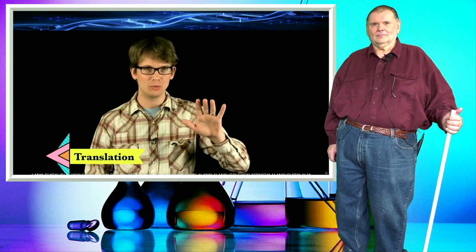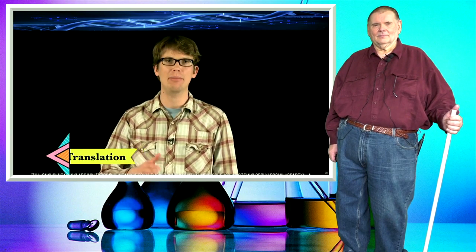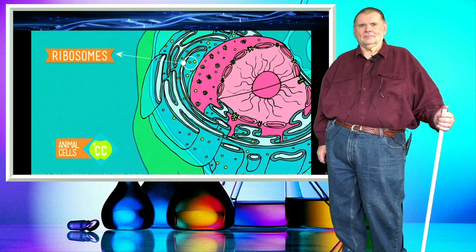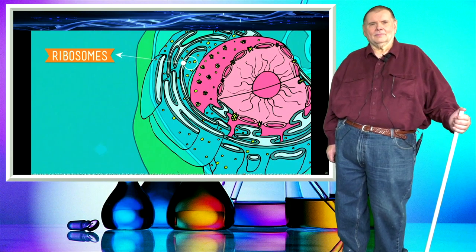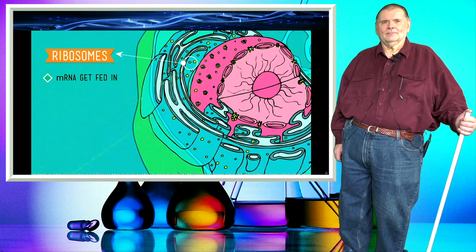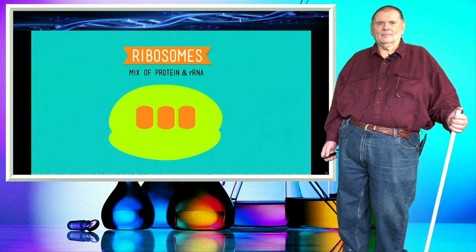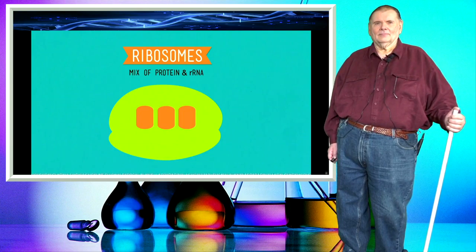So next, rewind your memory, or just watch that video again, to the episode about animal cells. Do you remember the rough endoplasmic reticulum? I hope you do. Those little dots on the membranes are the ribosomes, and the processed messenger RNA gets fed into a ribosome like a dollar bill into a vending machine. Ribosomes are a mixture of protein and a second kind of RNA called ribosomal RNA, or rRNA. And they act together as a sort of workspace.